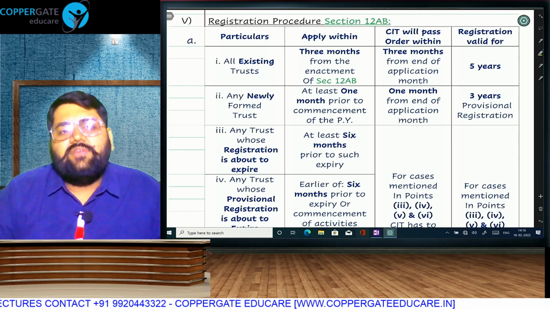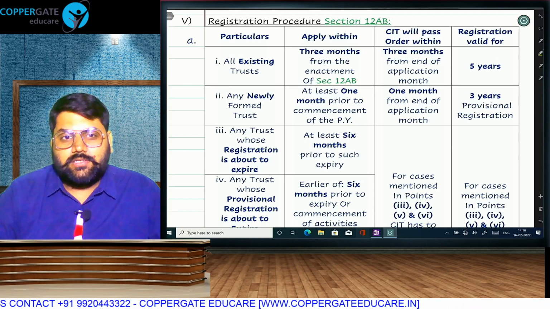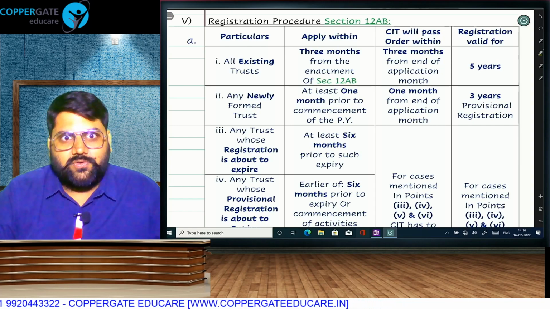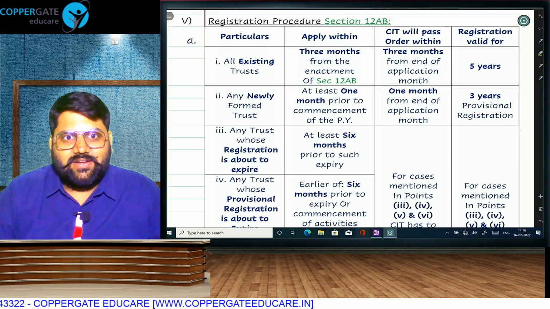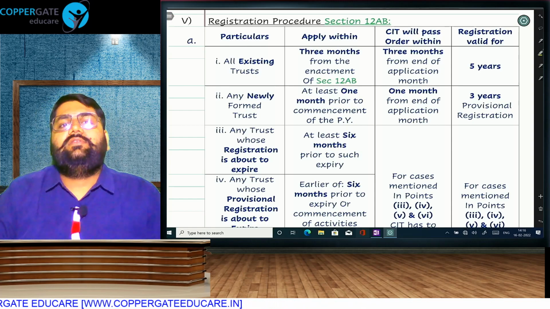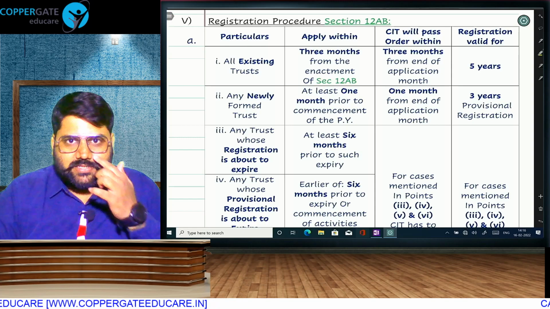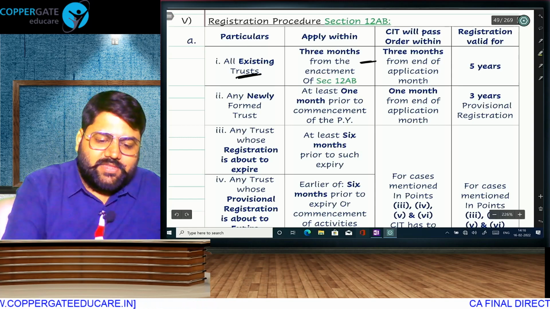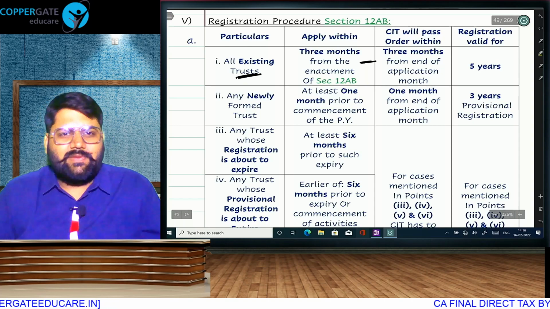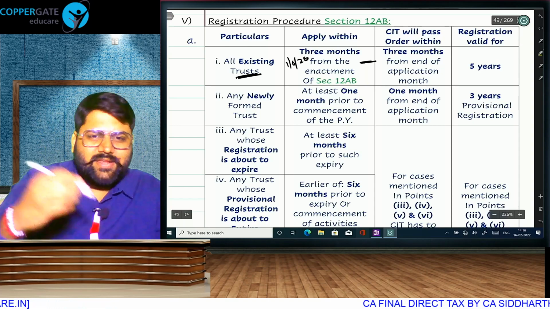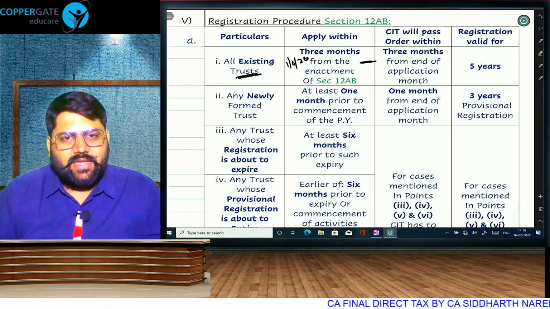At the end of every 5 years, you will have to renew your registration. And at that time, we will ask you, what have you done in the last 5 years? We want to check. They will check your activities and they will check whether you deserve renewal of registration. That is going to be taking place. Okay. So, all existing trusts will have to apply within 3 months from the enactment of section 12AB. It was enacted on 1st June 2020, but because of COVID, that 3 months kept on getting extended.